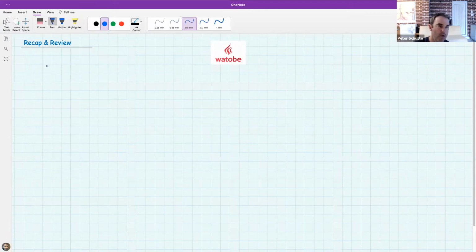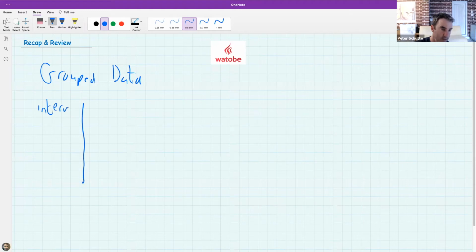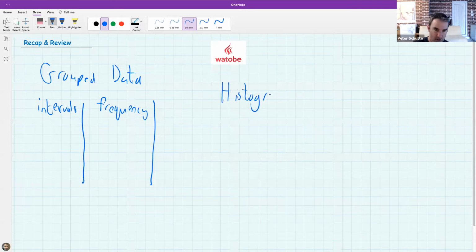Over the last two lessons, we've been talking about grouped data. Grouped data normally looks like a table where we have an interval, or sometimes just a number, but it's grouped and has a frequency count. In the last lesson, we learned how to draw two types of graphs that show a grouped data table.